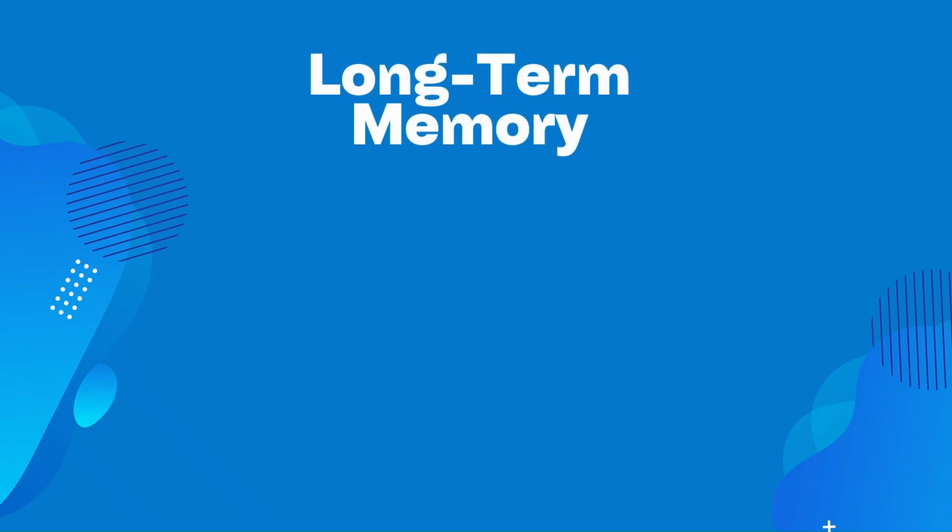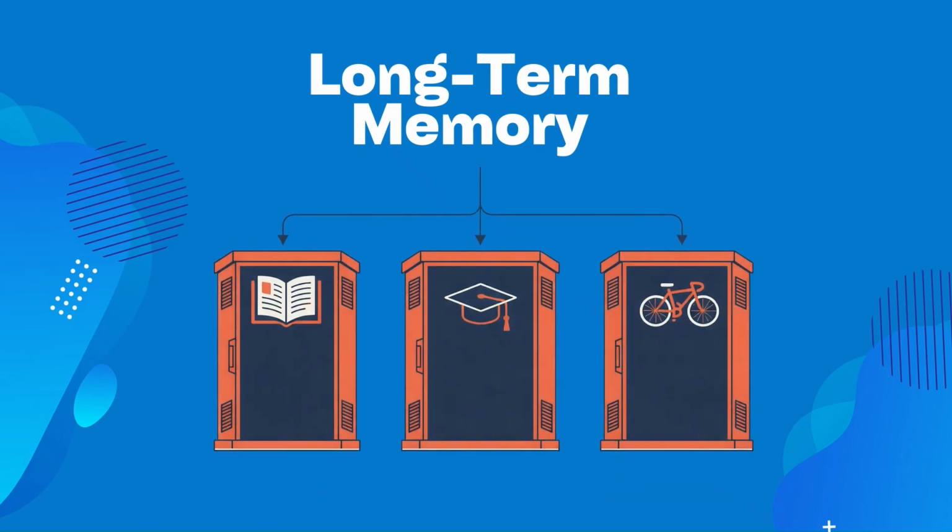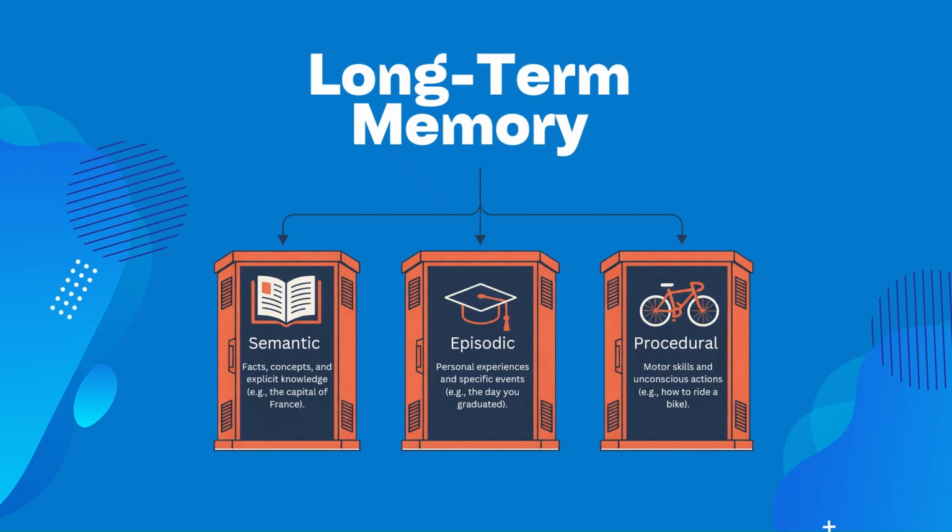Long-term memory. Long-term memory stores information for longer periods of time. It includes different types of memory. Semantic memory includes facts and knowledge that learners remember from class. Episodic memory includes personal experiences. Procedural memory includes skills that learners develop over time. For example, remembering information from a lecture is semantic memory. Remembering the first day of class is episodic memory, and learning how to perform a skill is procedural memory.